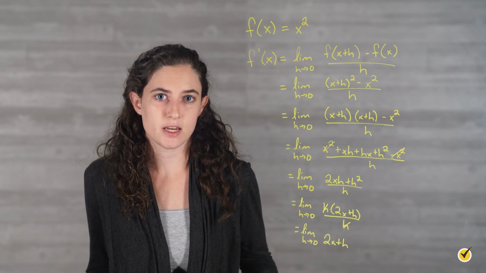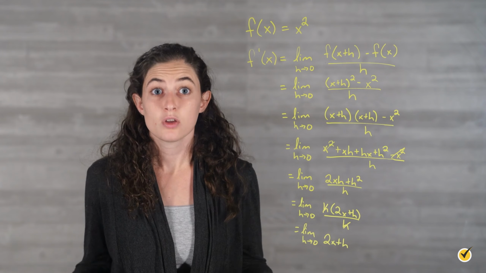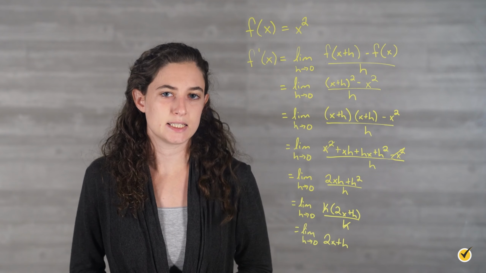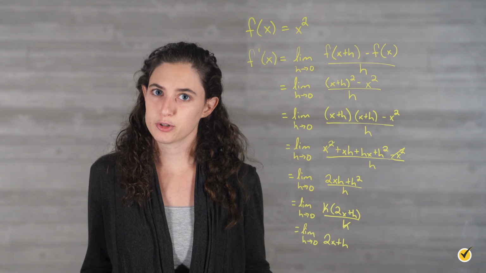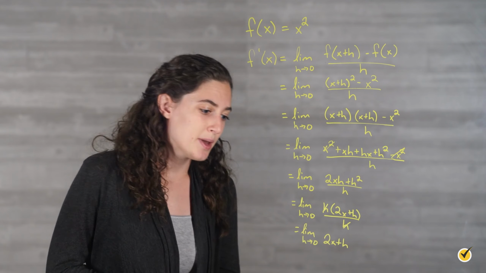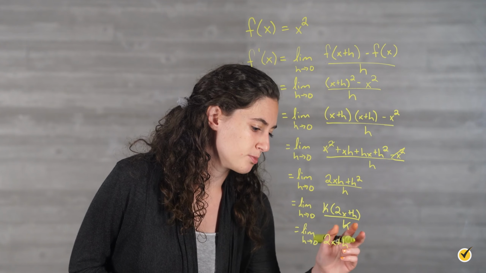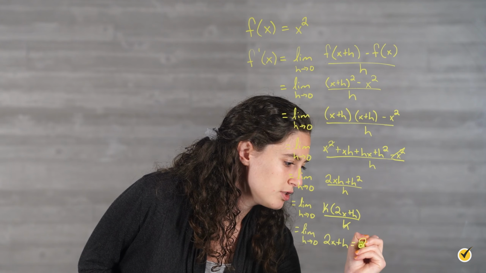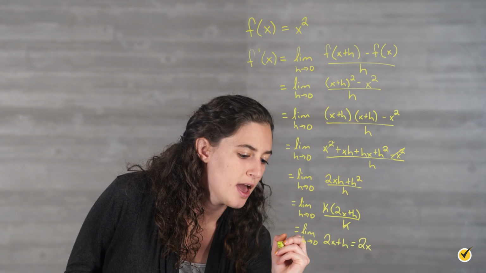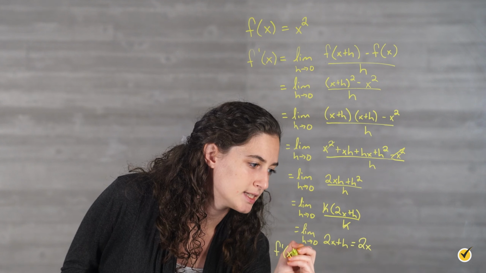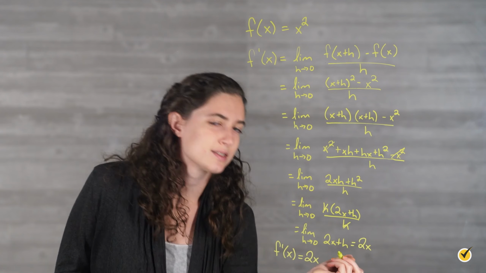We can't simplify this any further before dealing with the limit. Fortunately for us, though, this one's pretty easy. As h gets smaller and smaller towards 0, we approach 2x. So the limit as h approaches 0 of 2x plus h is equal to 2x. So that means that our derivative function, f prime of x, is equal to 2x.